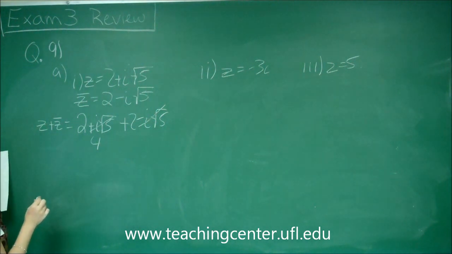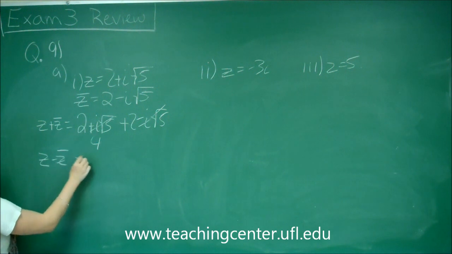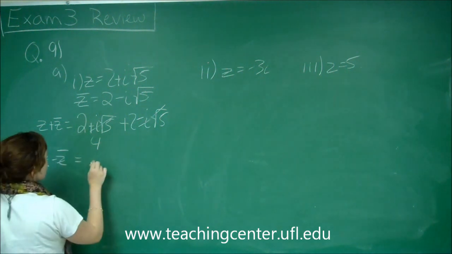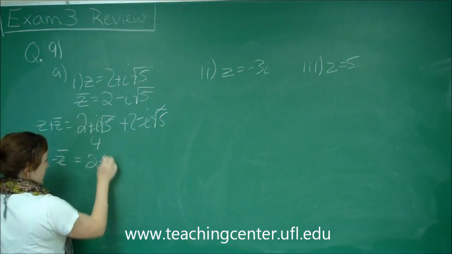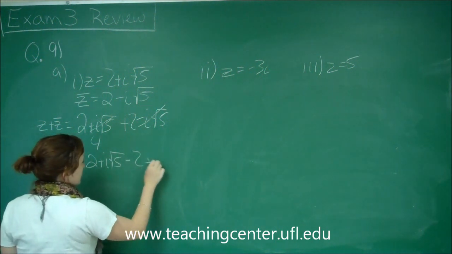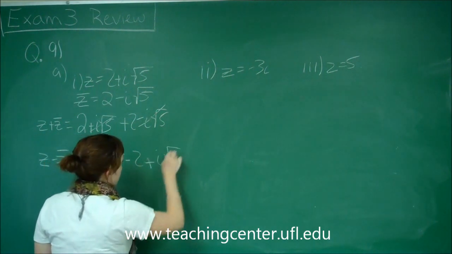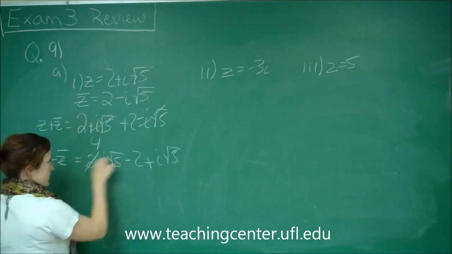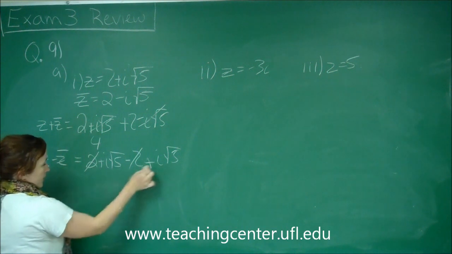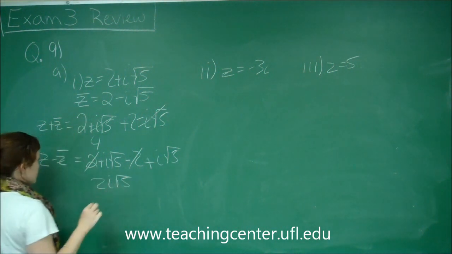The next one wants to know z minus z bar. That's going to be equal to 2 plus i square root of 5 minus 2 plus i square root of 5, because it changes our sign. So our 2's cancel out, and so I get i square root of 5 plus i square root of 5, so that gives me 2i square root of 5.